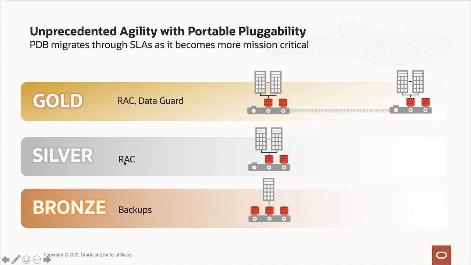In the silver tier, you're adding RAC to the picture. RAC, as we know, protects against instance failure. It also gives us some of the load balancing I've just been talking about. But in the top tier of availability with gold, you want both RAC to protect against instance failure and Data Guard to protect against media failure. Indeed, an entire data center being taken out by a fire or a flood or whatever it might be.